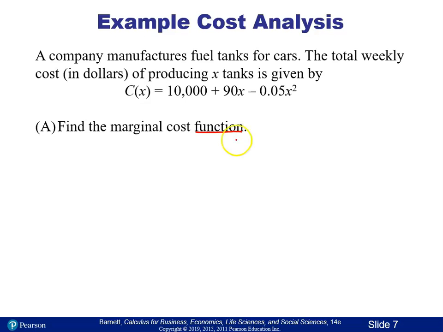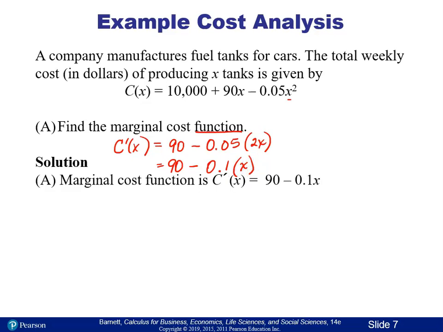So not at a particular place, but the equation of it. Marginal means derivative, so I'm going to find the derivative of the cost function. The derivative of 10,000, that's a constant, so that's going to be 0. The derivative of 90x would just be 90. And then the derivative over here would be the 0.05 times the derivative of x squared, which would be 2x. So it's going to be 90 minus 0.05 times 2, which is 0.1 times x.